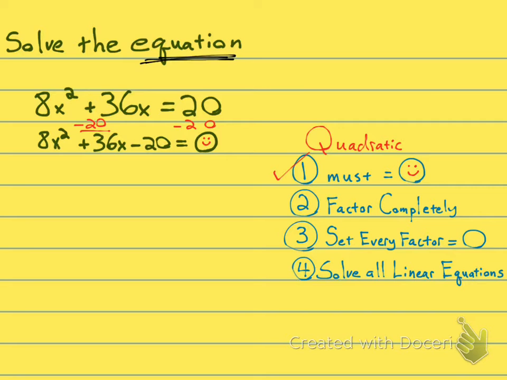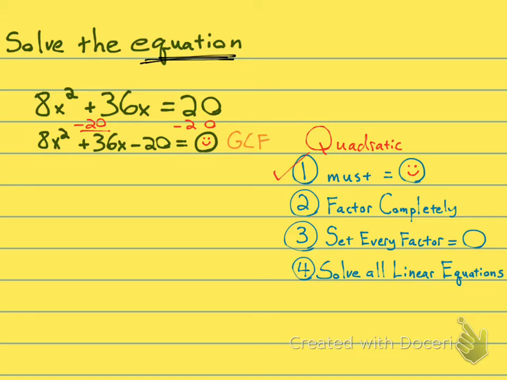Step 2, factor completely. So you have to recall the steps of factoring a polynomial. Step 1 in factoring a polynomial, is it in order? Well, it's to the second power, then to the first power, and then to the power of 0. So yes, this is in order. Step 2, is there a GCF? In this case, yes, there is. I'm going to take out the greatest common factor.